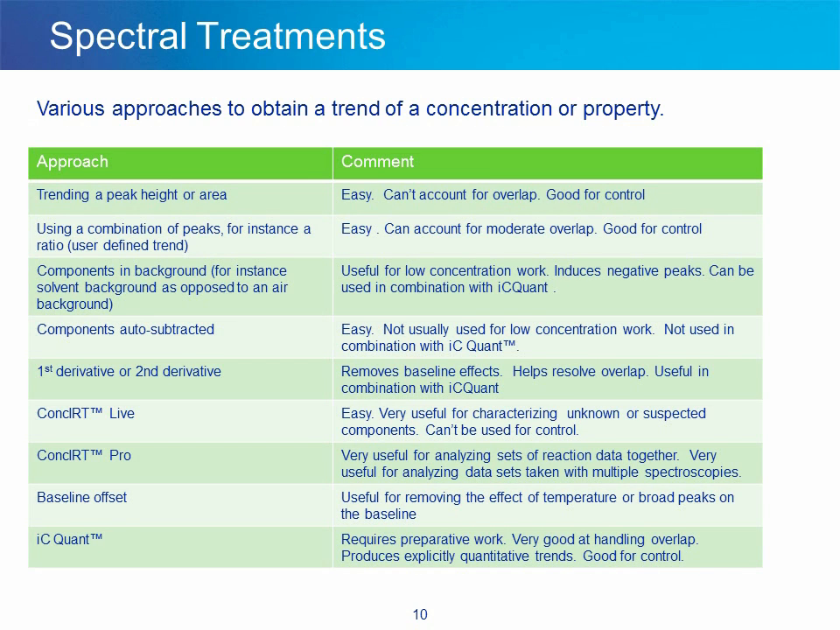A first or second derivative of the spectrum. This removes baseline effects, helps resolve overlap. Useful in combination with IC Quant. ConcIRT, or concentration in real time algorithm, live. It's easy, very useful for characterizing unknown or suspected components. Can't be used for control.